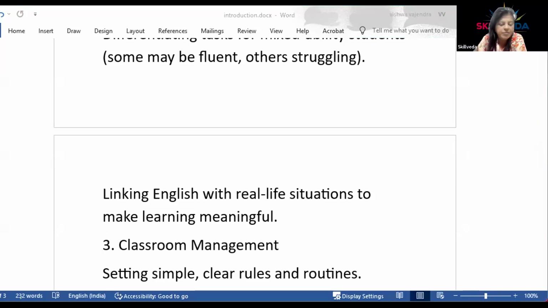Teachers are writing in the chat box. Keeping students engaged. Yeah, keeping them engaged. That's very good. How do you keep them engaged?